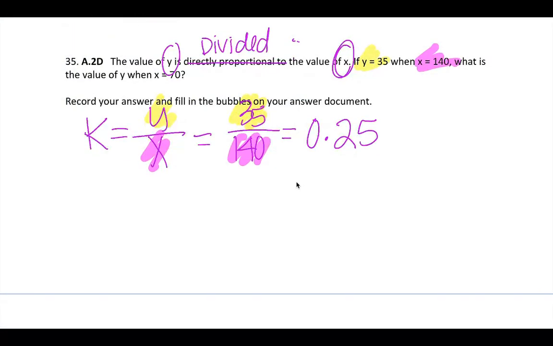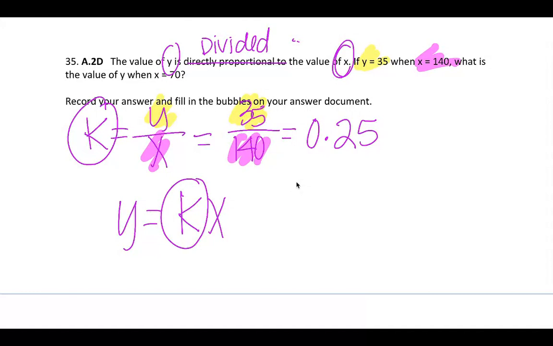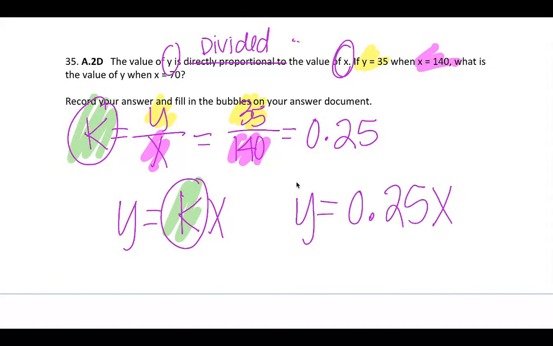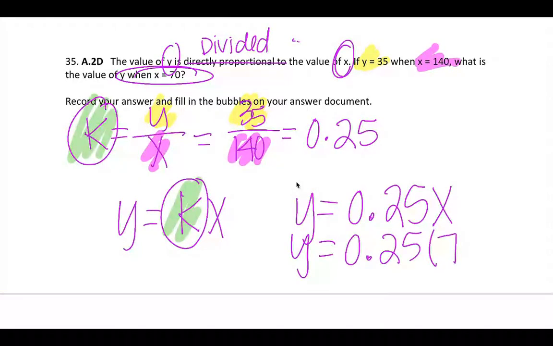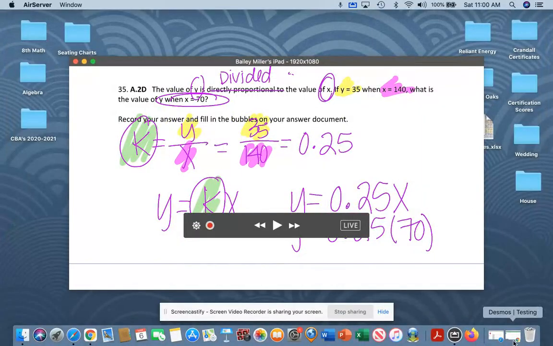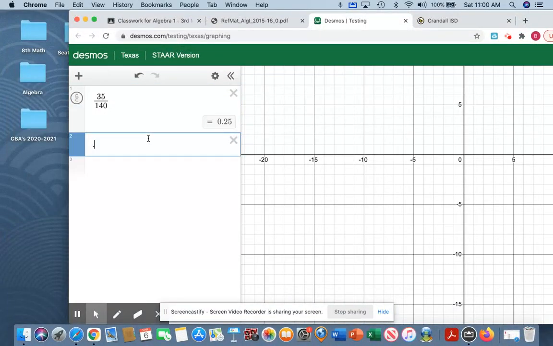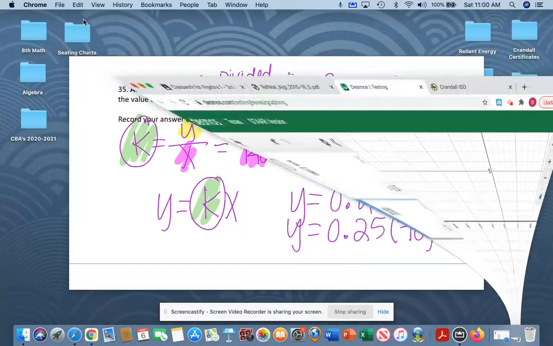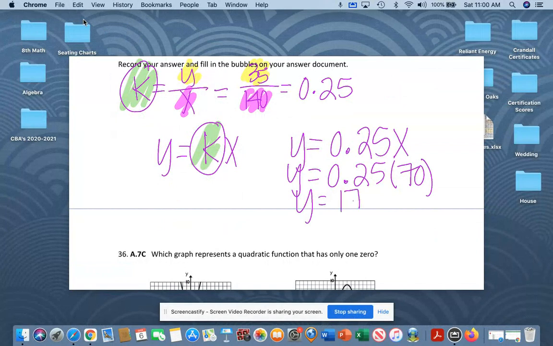Remember, for a directly proportional relationship, it's y equals kx. Well, I now know what k is. So instead of having k, I'm going to plug in 0.25 for k. And it wants to know when x is 70. So y equals 0.25 times 70, which is 17.5. So y equals 17.5.